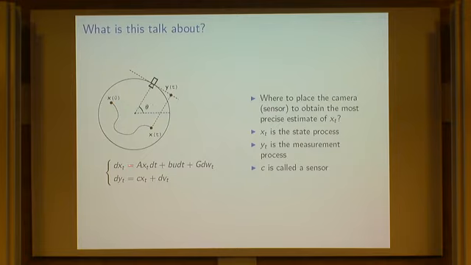So here is a bit of terminology. I'm going to call x of t the state process, and y of t the measurement process, in continuous time here. We could do things in discrete time, but continuous time is a bit simpler. And the matrix C here is going to be called the sensor. So the sensor provides us with the measurement. I'm going to often refer to this problem as the optimal sensor design problem.